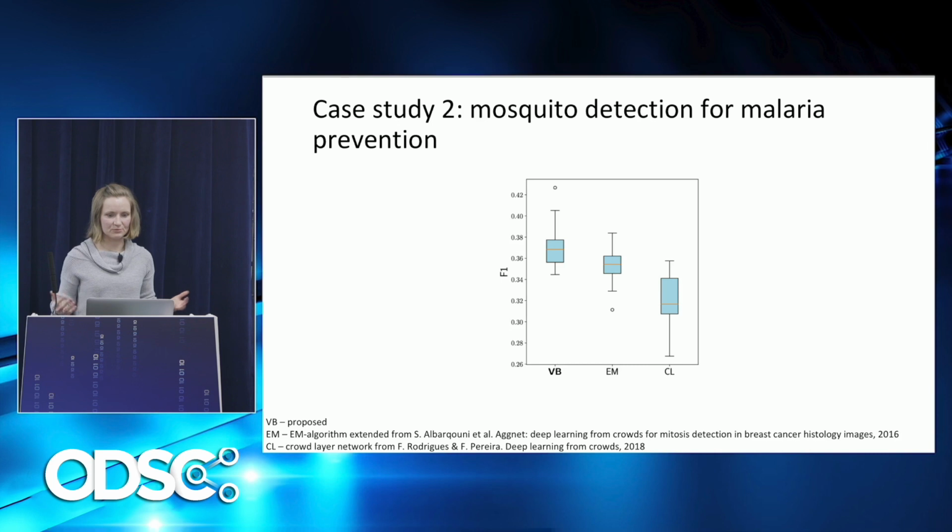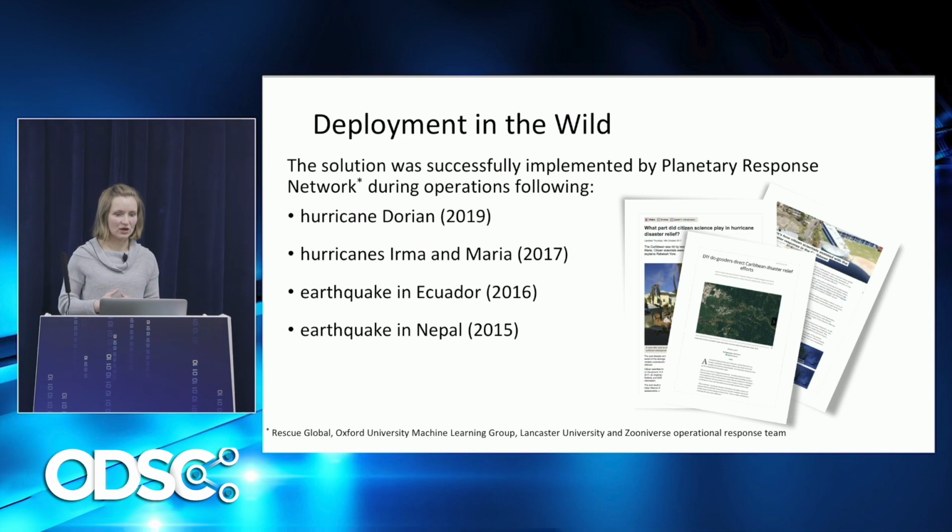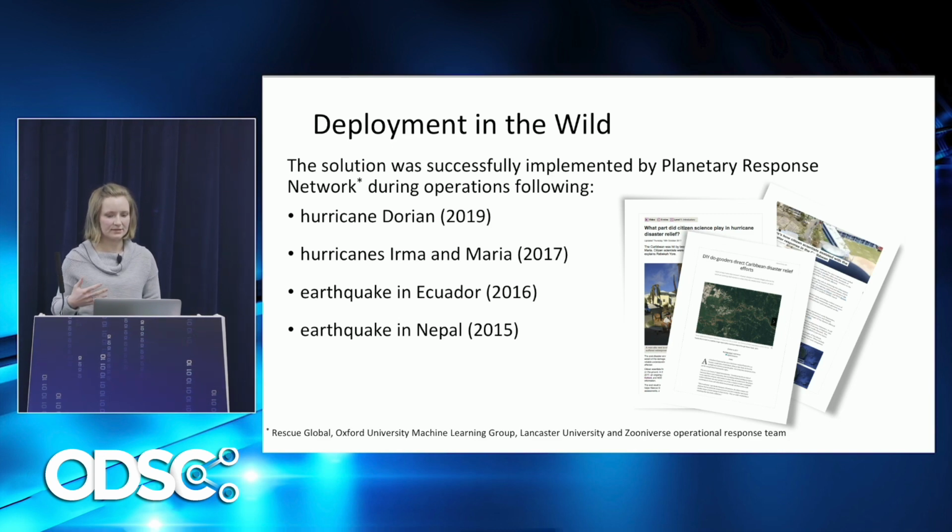Yeah, and this is again some quantitative results. It's all good, but it was our sandbox to have some experiments in the lab, quite relaxing. But we actually deployed this in the wild. So the solution was successfully implemented during several operations, most recently after Hurricane Dorian in the Bahamas. And here we are collaborating with Rescue Global and Zooniverse and now Lancaster University to build these heat maps and to provide them to the first responders.